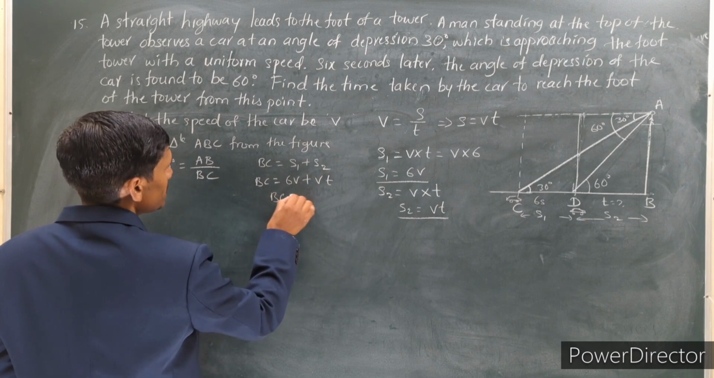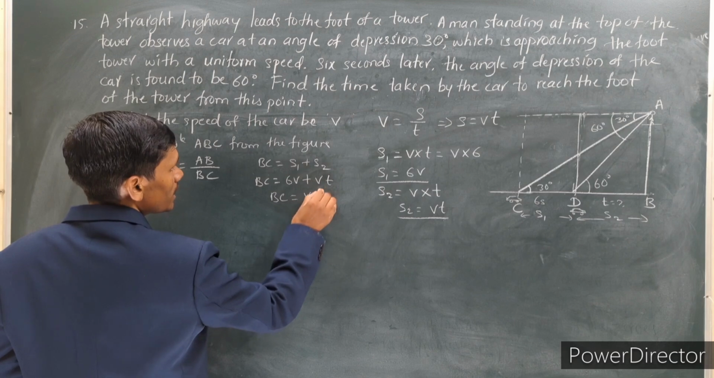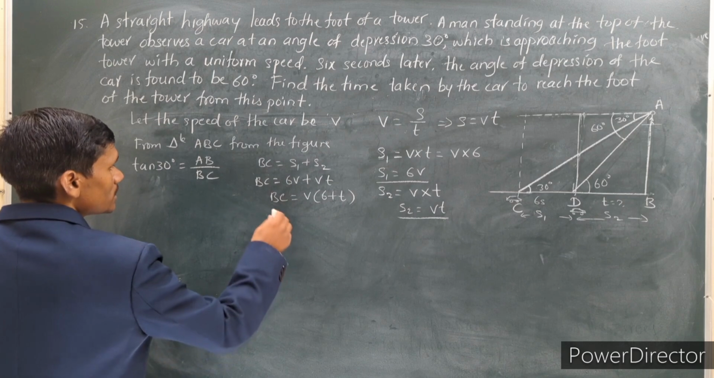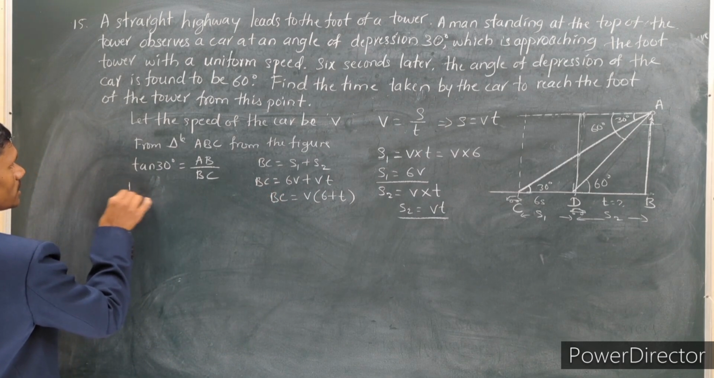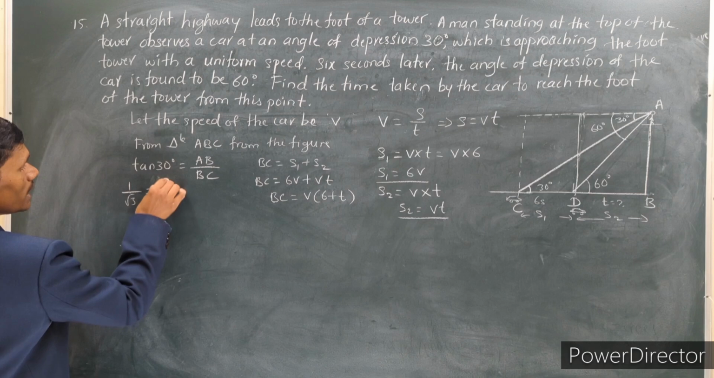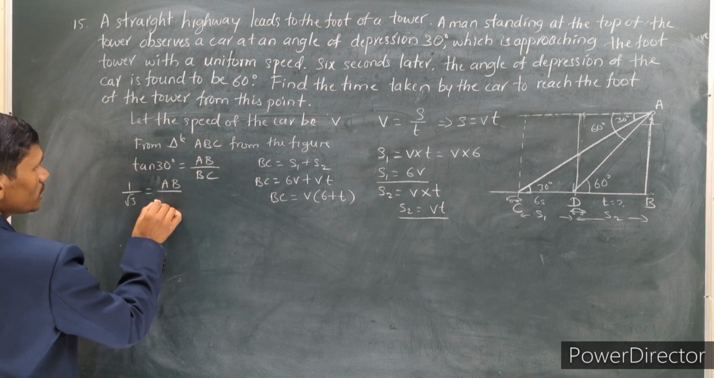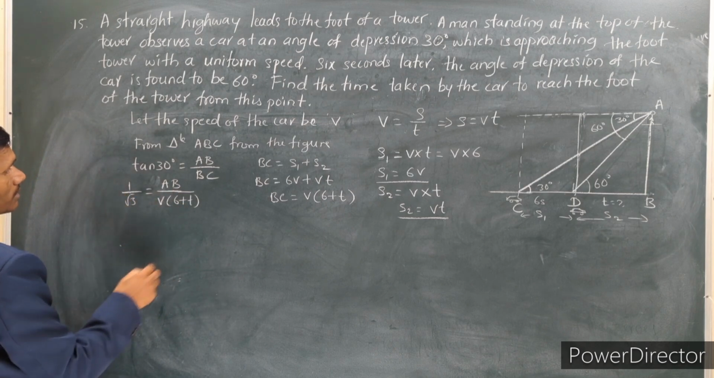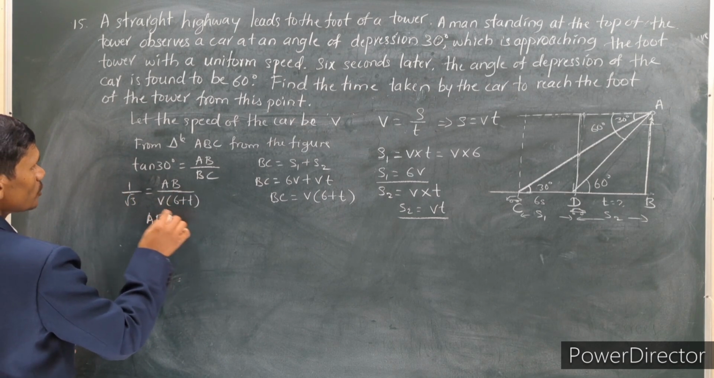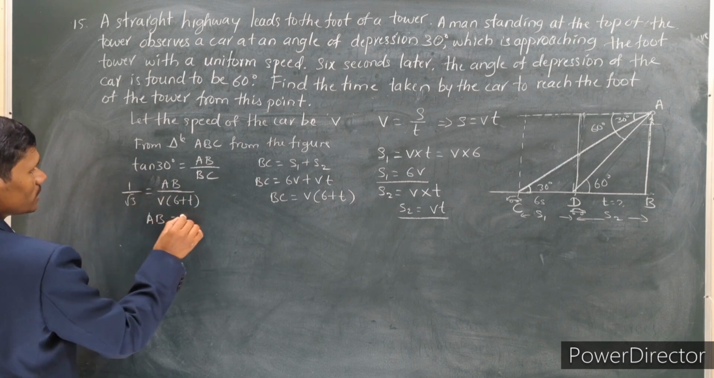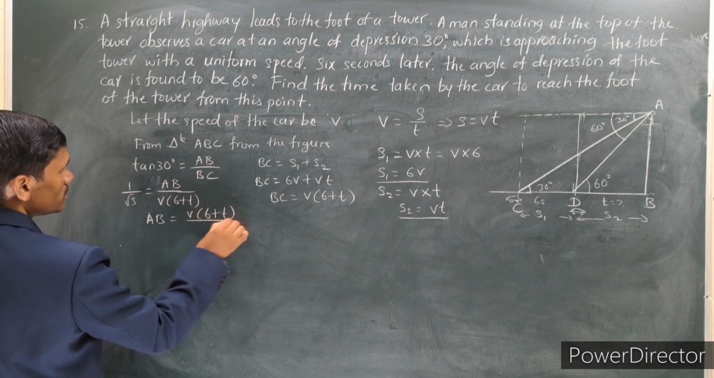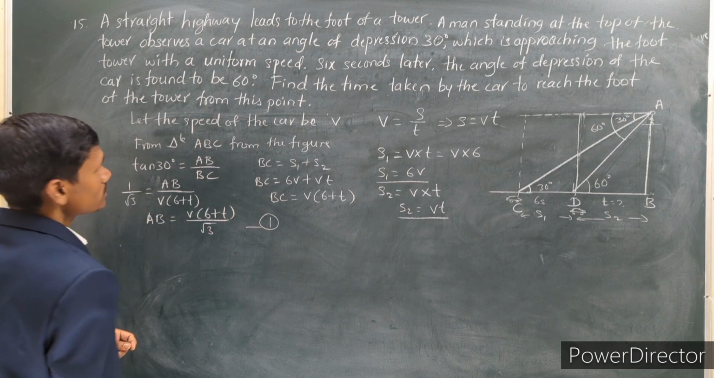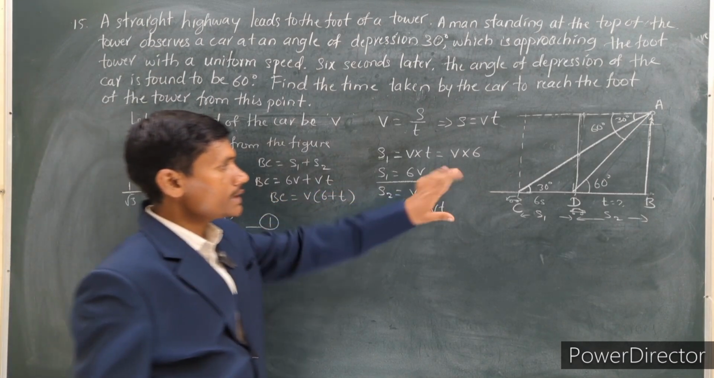Taking V common, BC is equal to V into 6 plus T. Now substitute this: tan 30 is 1 by root 3, equal to AB upon V into 6 plus T. Shifting this term to the other side, AB is equal to V into 6 plus T divided by root 3. Let us call this equation 1. This is from triangle ABC.